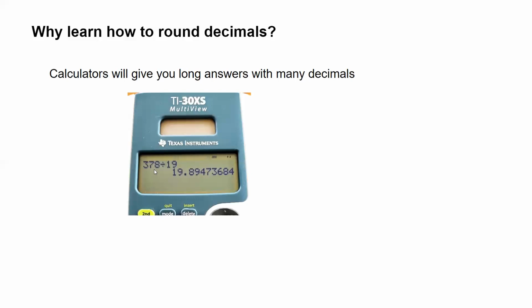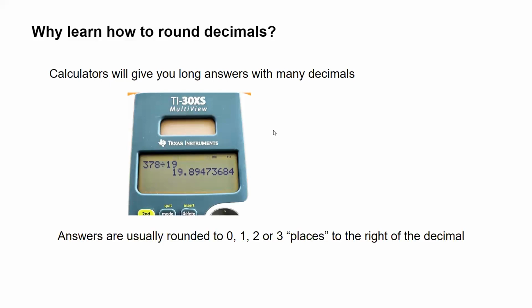So here's an example where we've divided 378 by 19, and we get an answer with many decimals. So let's say we want to communicate this a little bit easier without using all of those decimals. We can choose by rounding it to 0 places or the nearest whole number, or 1 place or 2 places, or even 3 places to the right of the decimal. And we're going to talk about how to do that. Answers to this particular problem could take the form of any of these 4 numbers with the rounding above.